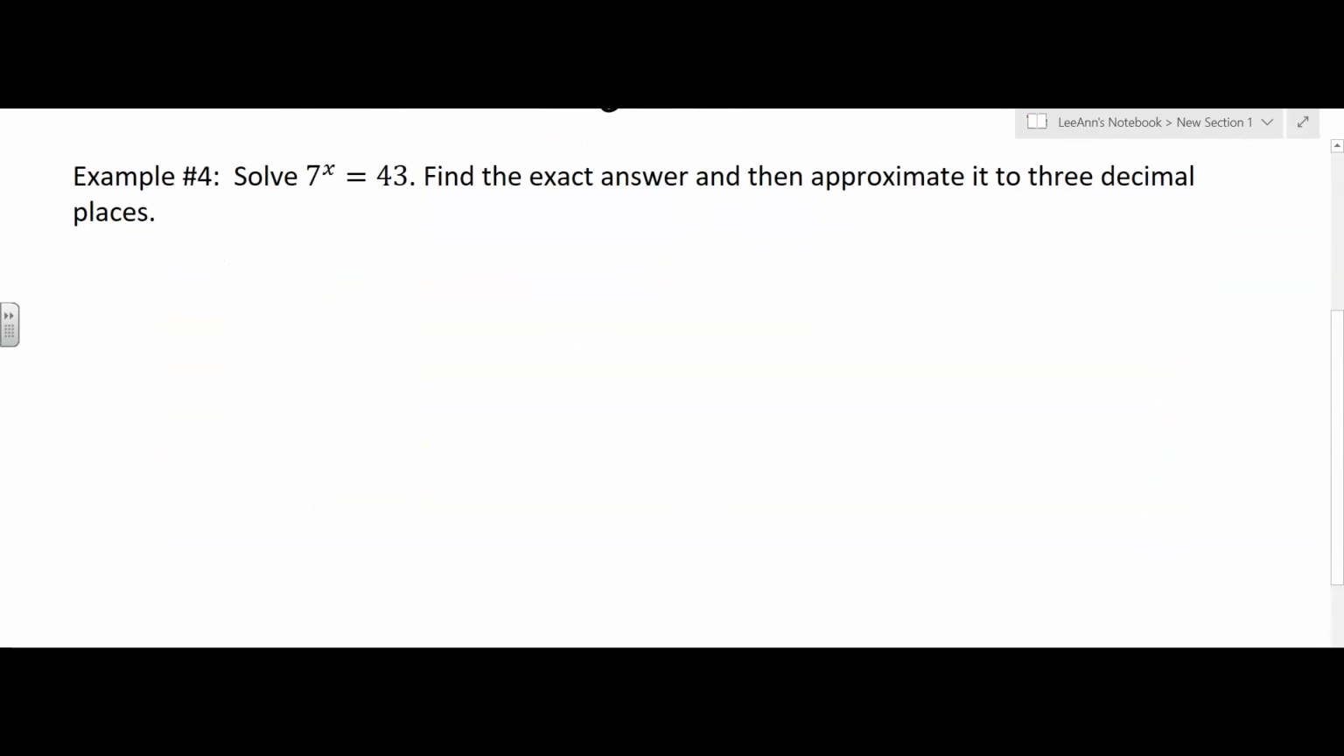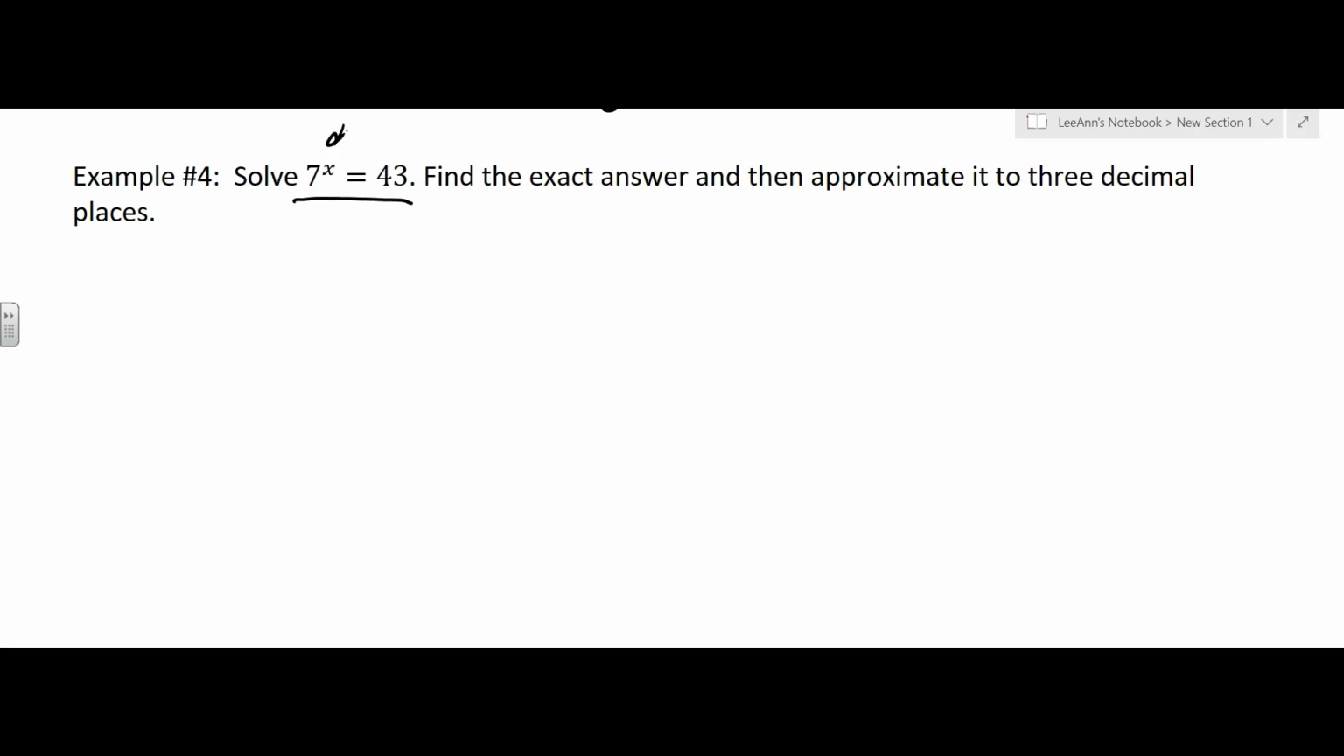They want us to solve this equation right here. Notice the variable is up in the exponent. And so I can't solve it just like it is. Now, sometimes students try to divide both sides by 7 or something else weird, but you can't do that, okay? The x is up in that exponent spot, and we're trying to solve for x.